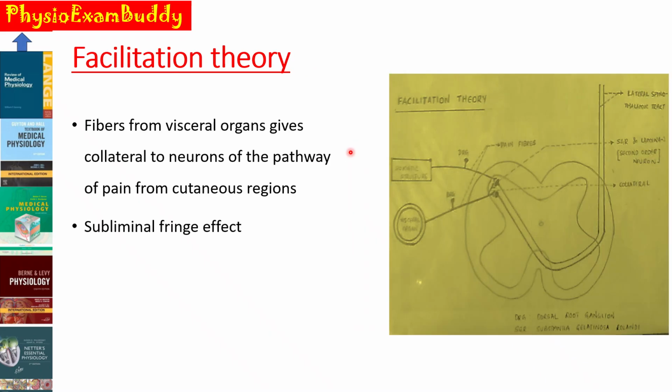And the last theory of referred pain is the facilitation theory. Here also the fibers from the visceral organs, they give the collaterals to the neurons coming from the cutaneous region. You can see here, that is, you have to draw a collateral between the fibers from the visceral organ and the fibers from the cutaneous region. And this is a classical example for the subliminal fringe effect, which is a property of the synapse. And from there again, the continuation of the spinothalamic tract happens. So this is the diagram you are supposed to draw along with the facilitation.